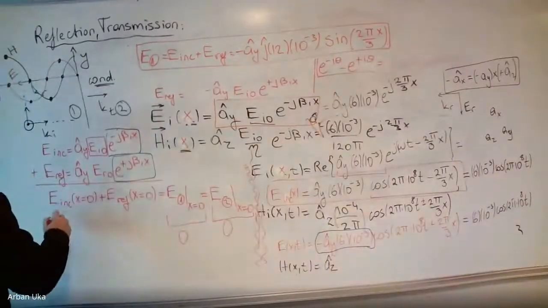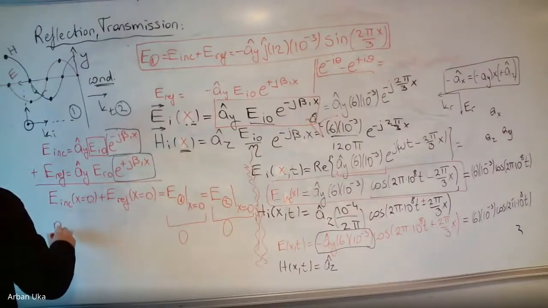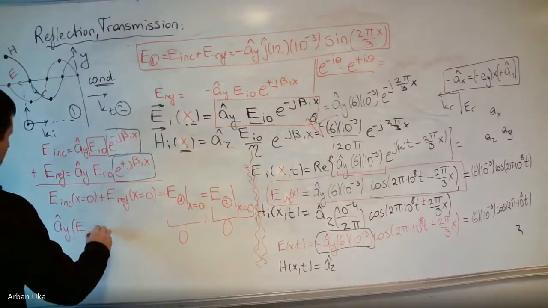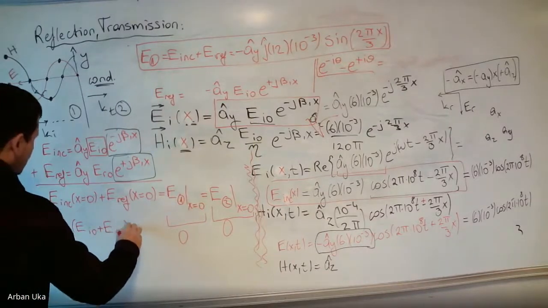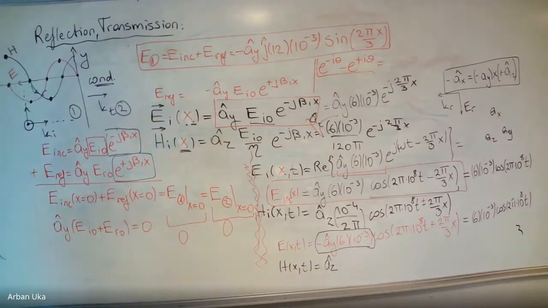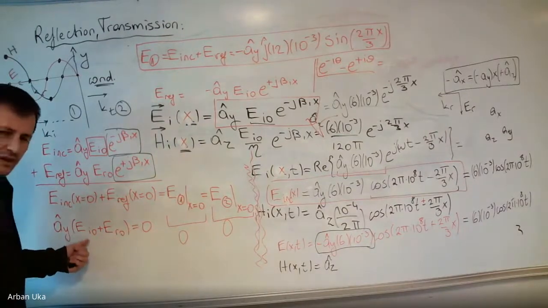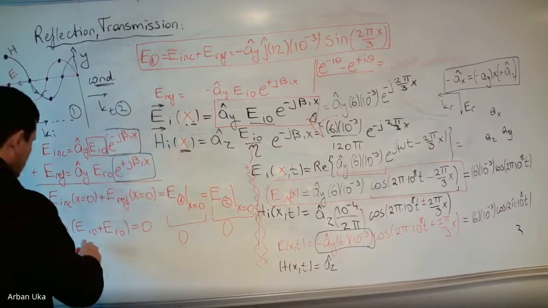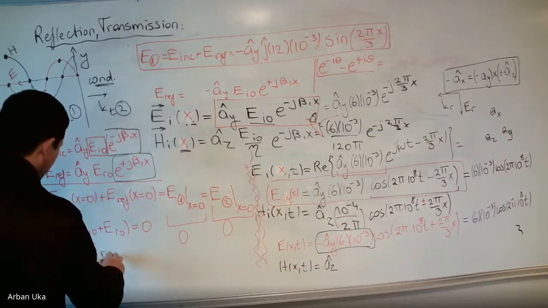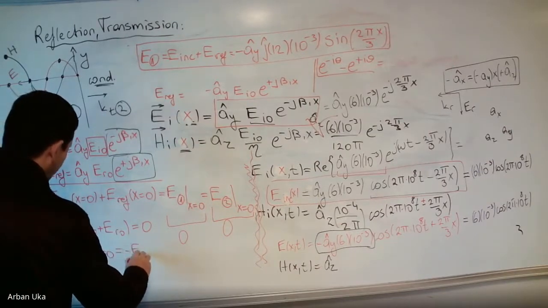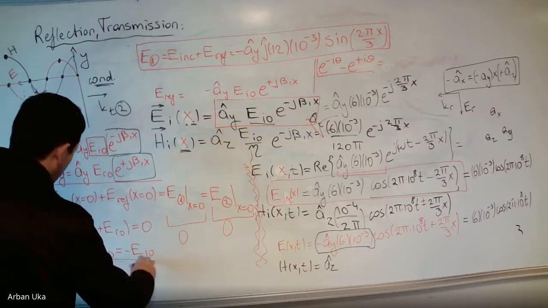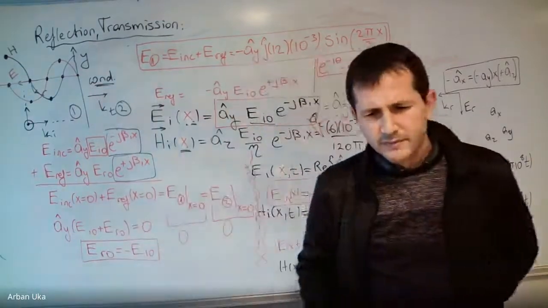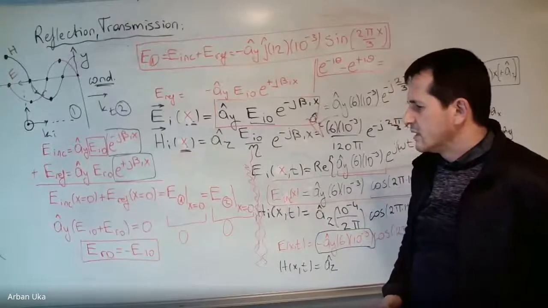We get a_y times E incident wave 0 plus E reflected wave 0. This is equal to 0, right? Now, this is a given, the independent variable. This one is the dependent variable. So in order to add up to 0, what is the amplitude of the reflected wave? We say E_r0 should be equal to minus E incident wave 0, okay? So is it clear now? Yes, it's clear. Okay, thank you. You're welcome.